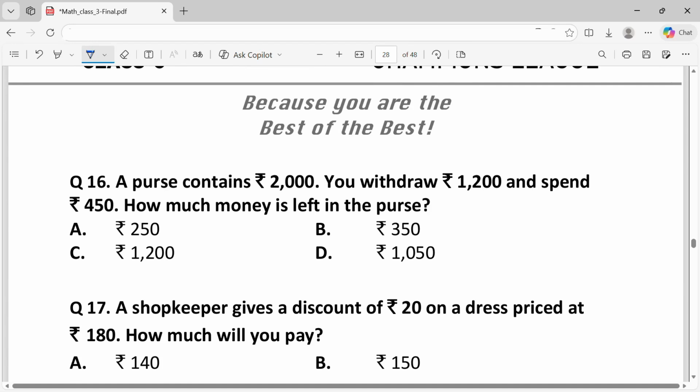Question 16. A purse contains rupees 2000. You withdraw rupees 1200 and spend rupees 450. How much money is left in the purse? The amount left in the purse is the total amount in purse minus the amount withdrawn and the amount spent. That is 2000 minus 1200 minus 450. That is equal to 350. That is option B, rupees 350.